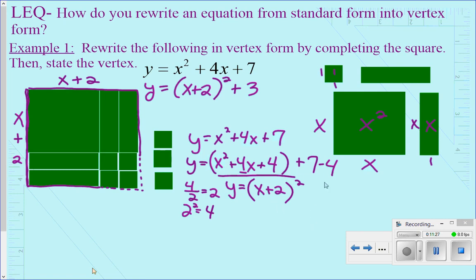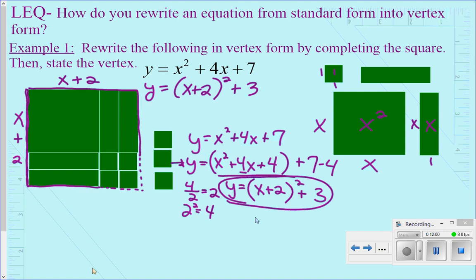And then I just combine these two numbers, 7 plus negative 4. 7 minus 4 is positive 3. So that is how I got the equation into vertex form. Okay, so this step right here, that is us completing the square. All right, you have to show that. Here we didn't because we had the visual picture. But if you don't have a picture, the algebraic step of completing the square is right here. Okay, so I showed that, then I rewrote it in vertex form.